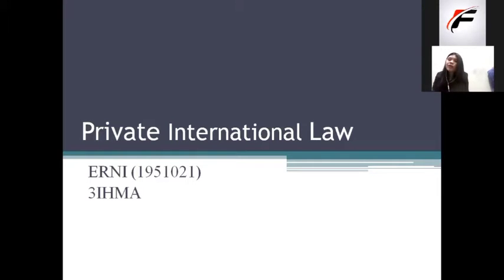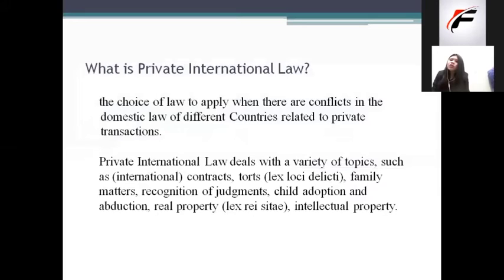I am a law student at UIB, University of International Batam, and I'm going to do a presentation about private international law. So first, we have to know what is private international law. Private international law is the choice of the law to apply when there are conflicts in the domestic law of different countries related to private transactions.